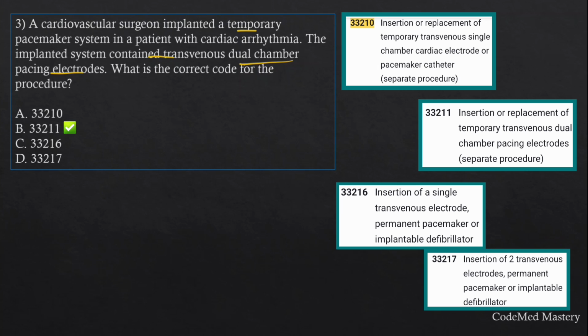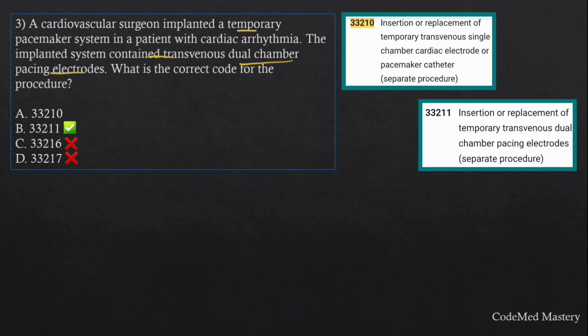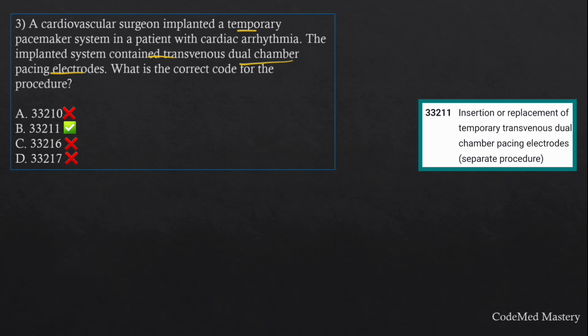We'll eliminate option C and D, 33216 and 33217, because they are used for permanent pacemaker systems. In the question they have mentioned temporary. So directly eliminate option C and option D. And option A, 33210, is also wrong because it is used for single chamber pacemaker. But in the question they have mentioned dual chamber. Therefore we are using the code 33211.